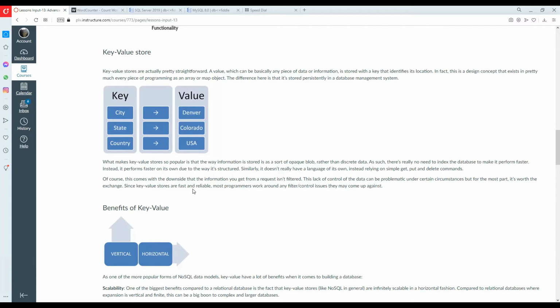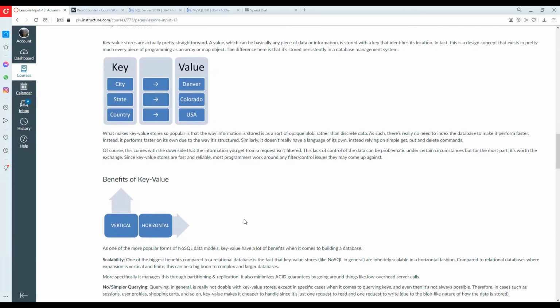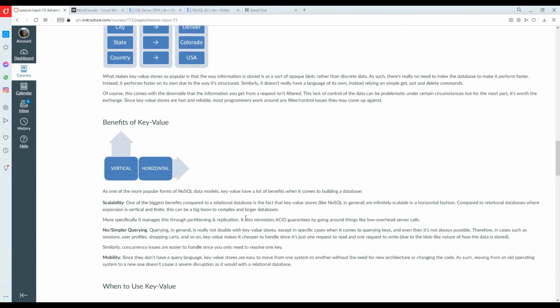Of course, this comes with the downside that the information you get from a request isn't filtered. This lack of control of data can be problematic under certain circumstances, but for the most part, it's worth the exchange. Since key value stores are fast and reliable, most programmers work around any filter control issues that come up. So the benefit of key value, okay, vertical and horizontal.